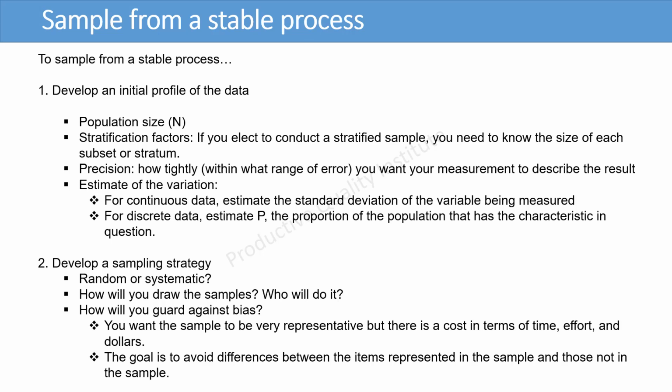2. Develop a sampling strategy. Answer the following questions. Random or systematic? How will you draw the samples? Who will do it? How will you guard against bias? You want the sample to be very representative, but there is a cost in terms of time, effort, and dollars. The goal is to avoid differences between the items represented in the sample and those not in the sample.